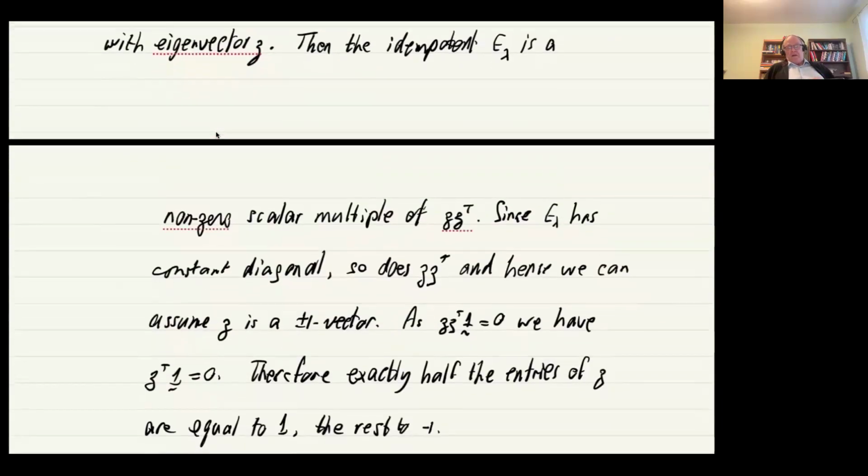Now, the thing to notice is that E lambda is a polynomial in A, and so E lambda has constant diagonal. And if it has constant diagonal, then definitely ZZ transpose has constant diagonal. Now, what are the diagonal entries of ZZ transpose? They're the squares of the entries of Z. So all entries of Z have the same square. Since we're dealing with a real vector, the entries of Z are all 1 and minus 1. And as Z must be orthogonal to the all ones vector, there must be an equal number of 1s and minus 1s. So we've proved that Z is a plus minus 1 vector and n is even.